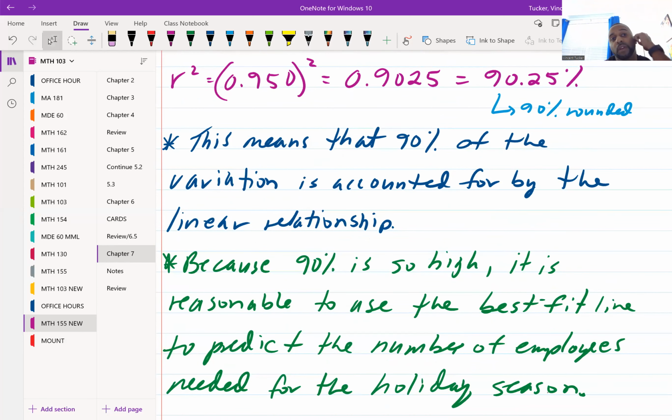All right. So they gave us R. When we squared it, we got 90.25%, which is about 90%. So this means that 90% of variation is accounted for by the linear relationship. And because 90% is so high, it is reasonable to use the best fit line to predict the number of employees needed for the holiday season.